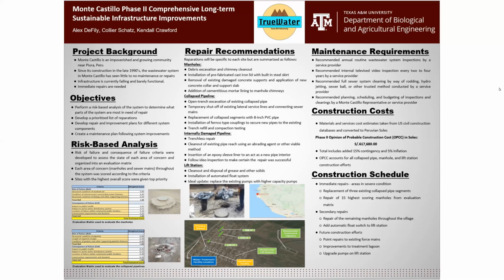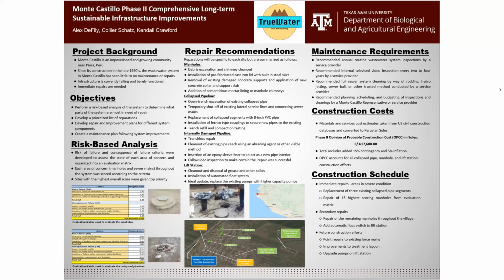Additionally, the top 15 manholes on our evaluation matrix and our prioritized list should be repaired. This is mostly because most of these manholes are either missing lids or have lids that are not really keeping debris out of the system. As a result, these are primary entry points for debris into the system that is causing clogs further down the system. So we recommend that those things be replaced as soon as possible.